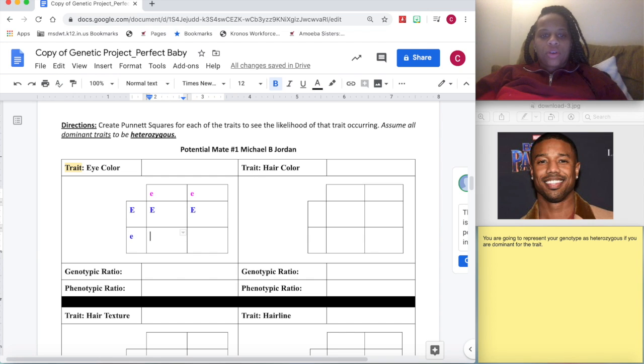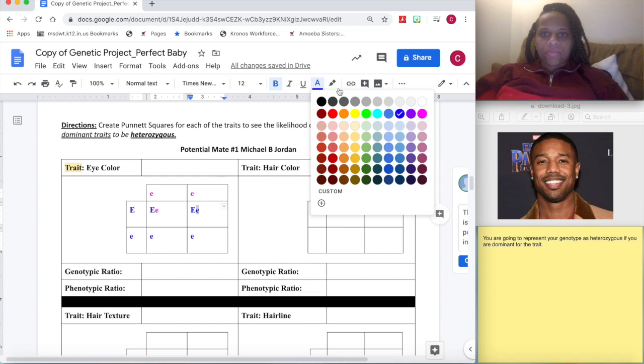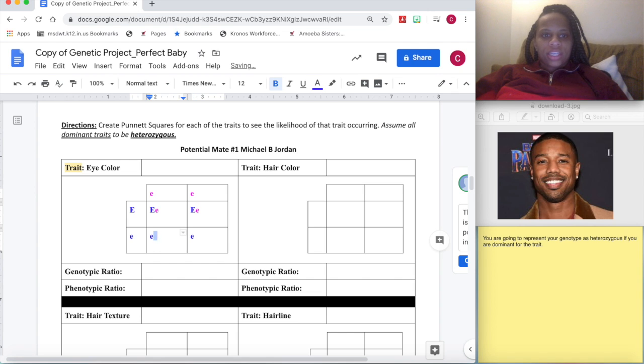Down here, I am going to put a lowercase e because I'm doing Michael's stuff, so that is blue, and then another lowercase e, and I'm going to make it blue because that is his stuff. Now I'm going to use my information. So I have an E, but my information is pink. I have an E right here, but I'm going to change that to pink. I have an E right here. I'm changing that to pink. And this is all coming from me. E right here, change that to pink.